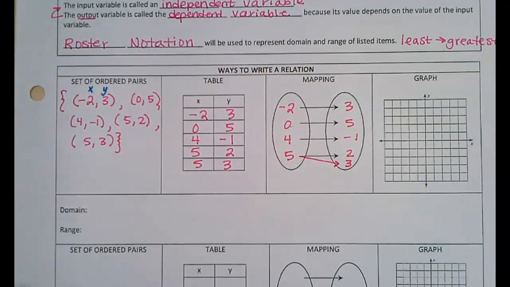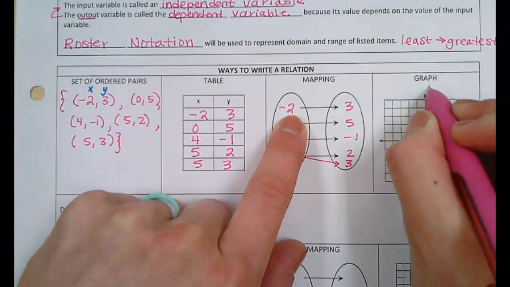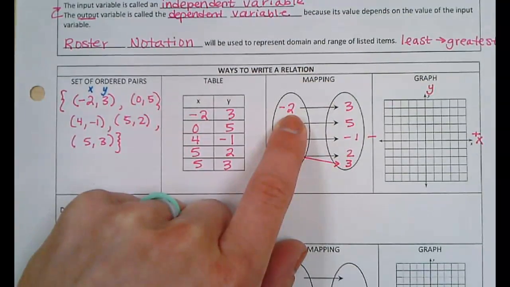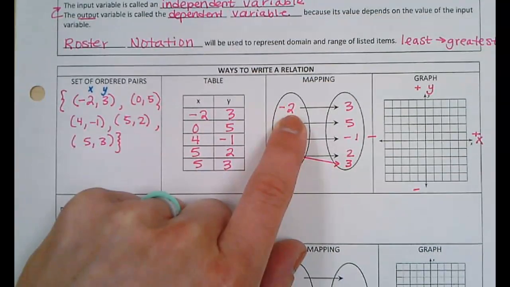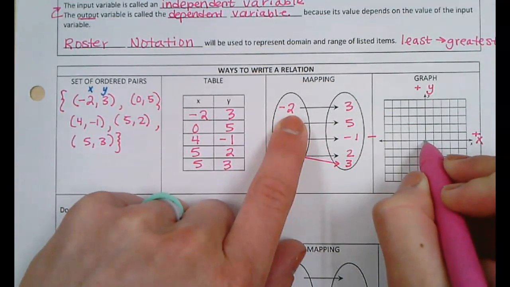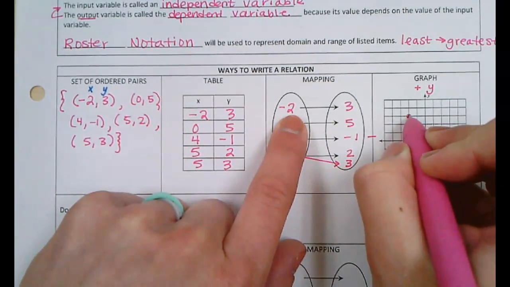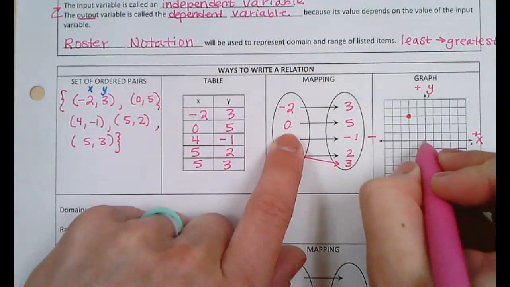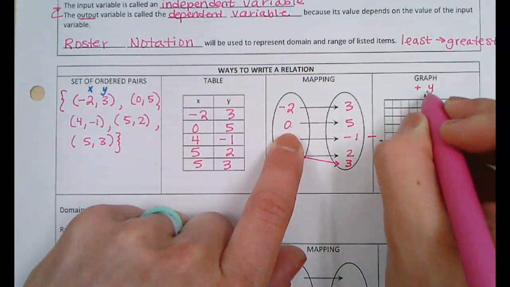Our graph for this, we are just going to graph these ordered pairs. Remember, these are your x values, these are your y values. You've got positive and negative for x, positive and negative for y. So the first ordered pair is -2, 3. So x always comes first. We start at the origin and go -2, +3. The next ordered pair we have is 0, +5, so nothing on the x, but +5 for the y.